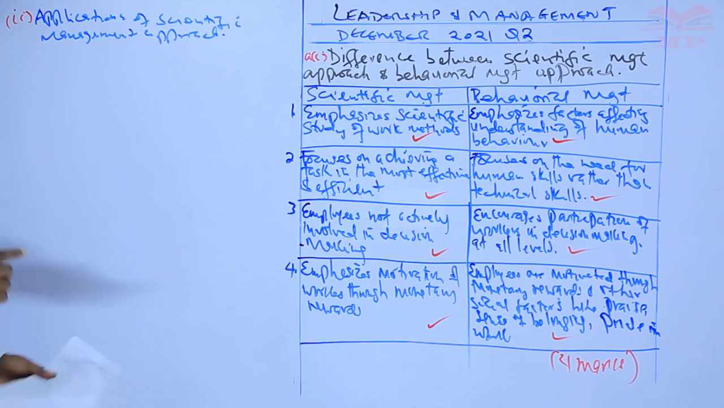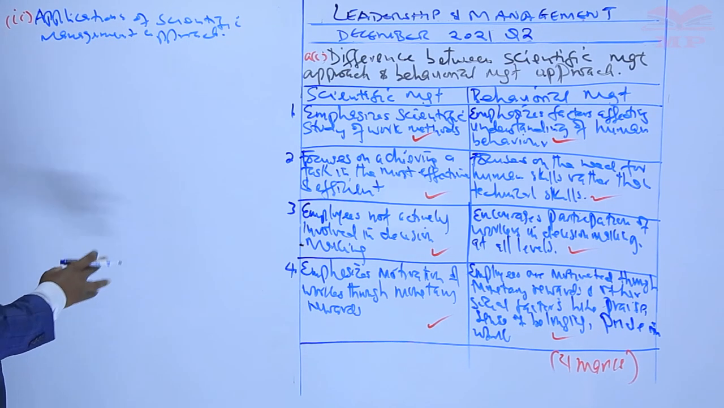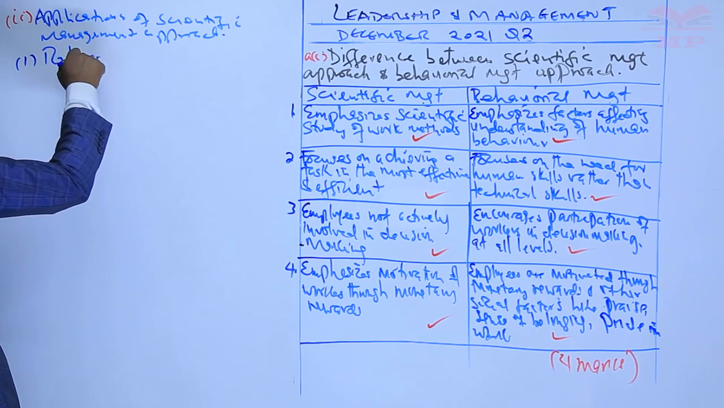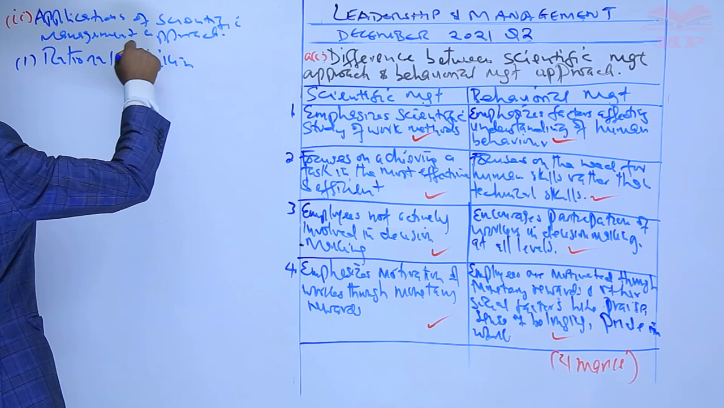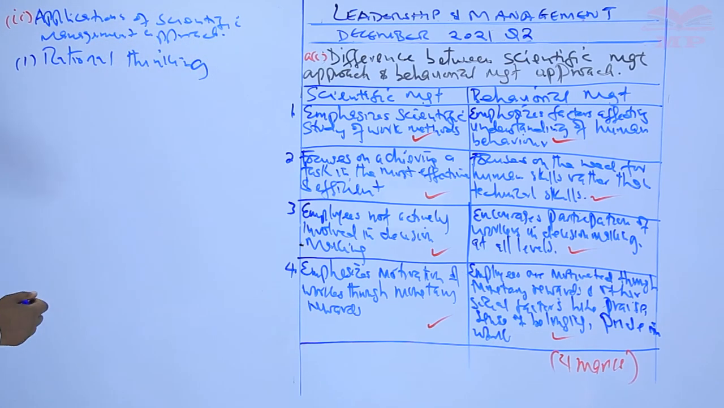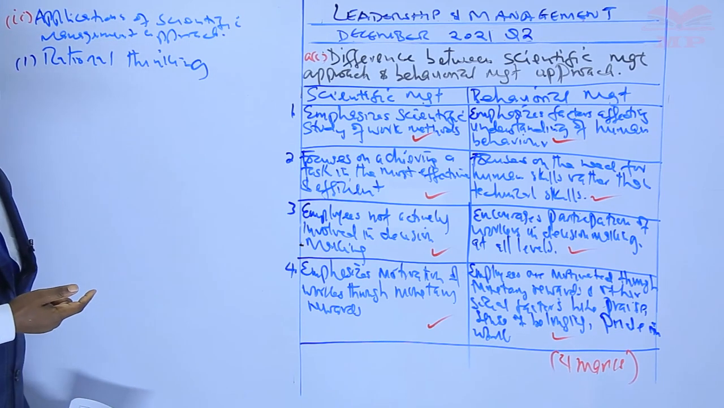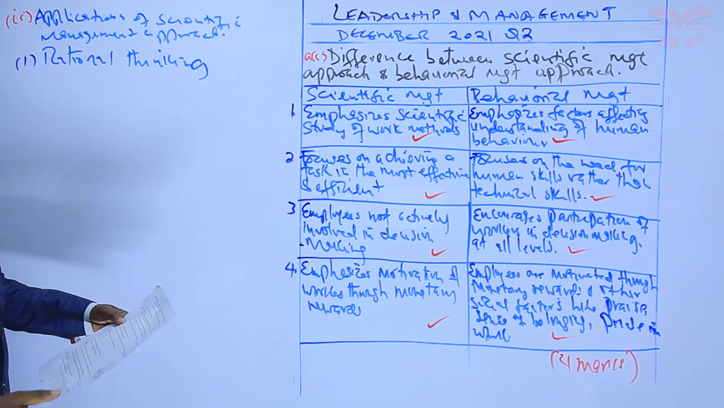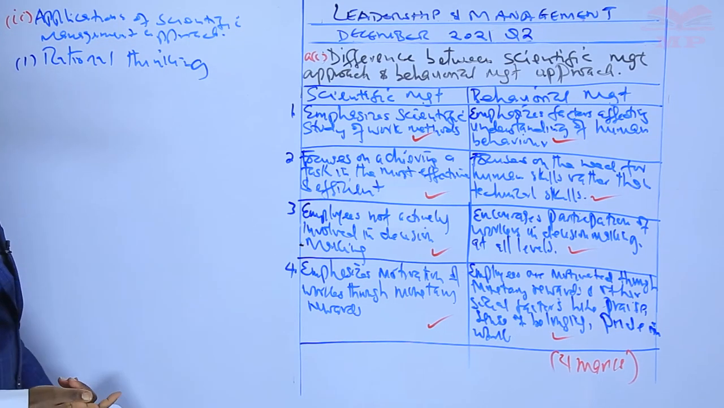Now, the first application is in relation to rational thinking. The scientific management approach emphasizes rational thinking. Science is all about rational thinking. Taylor suggested rational thinking on the part of management for improving efficiency and productivity. Taylor wanted management to replace old methods, old techniques, with modern methods which will then raise productivity and offer benefits to all concerned parties. And today, that's what is happening.